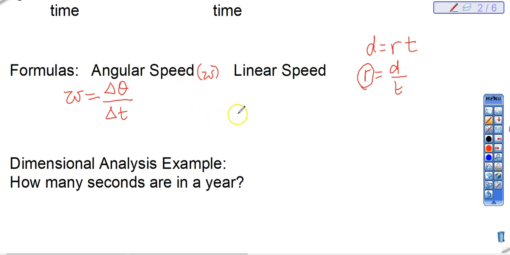Linear speed in a circular motion will be denoted by a V, and linear speed is equal to your change in arc length, which has to do with your circumference and your radius, over your change in time. All three formulas that I've just discussed here are a measure in distance over a measure in time. It's just in angular speed, you're measuring your distance in radians or degrees.